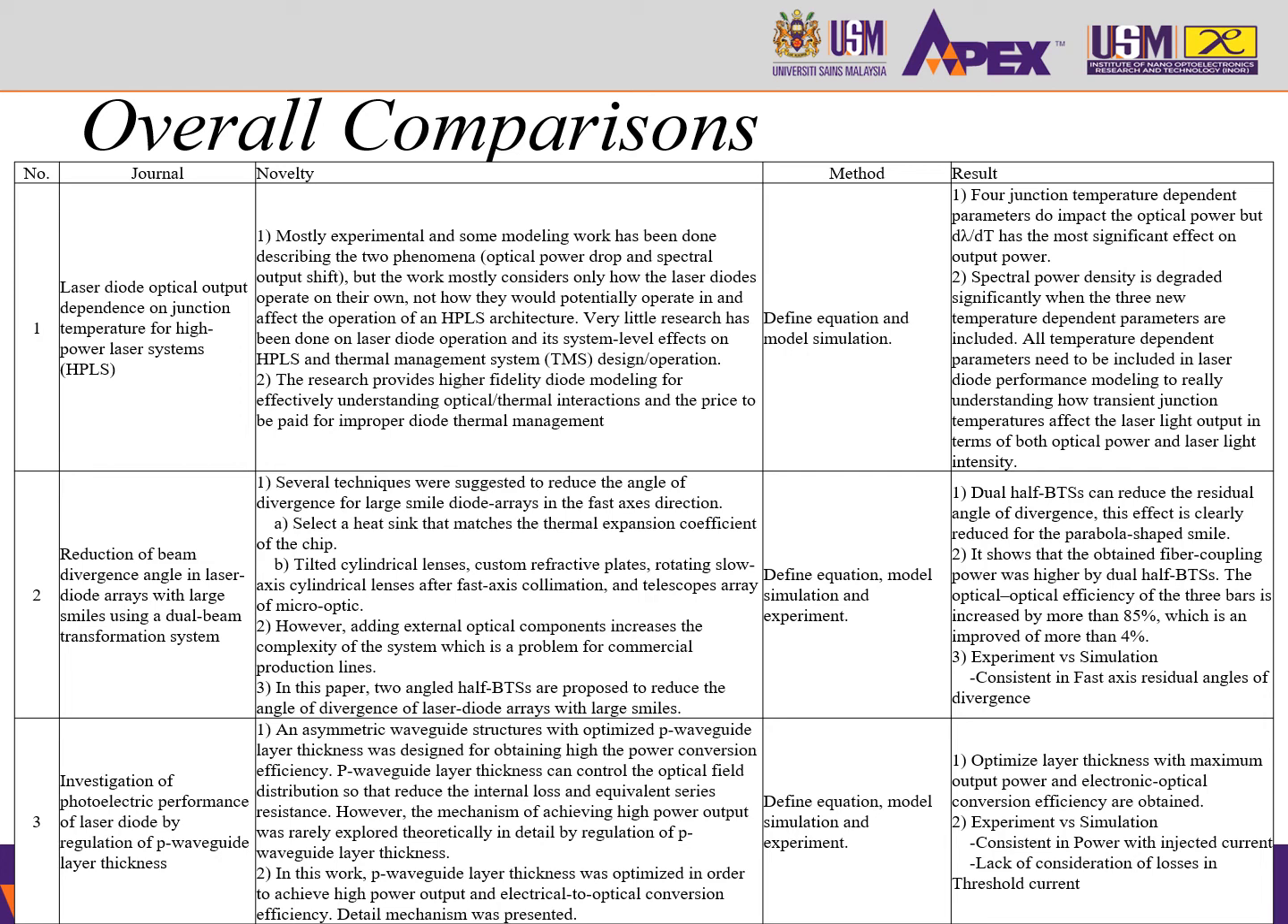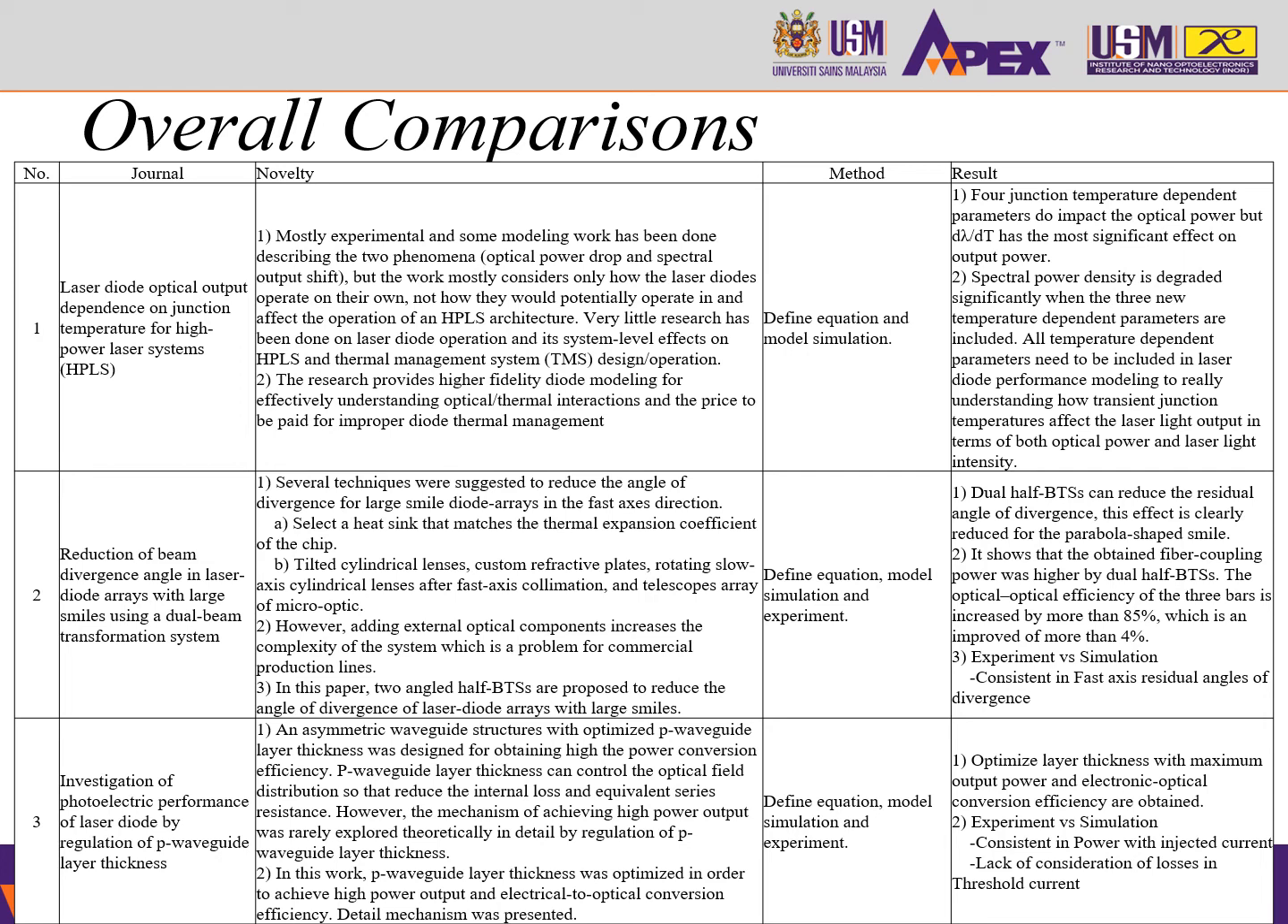The method of this journal is to define equations and do model simulation, and again compare with the experimental results. The result is that dual half BTS is able to reduce the angle of divergence. This is clearly reduced in parabola shaped smile as well as S-shaped smile. Also, when the angle of divergence is reduced, the optical efficiency, the coupling efficiency, is increased by more than 85%.